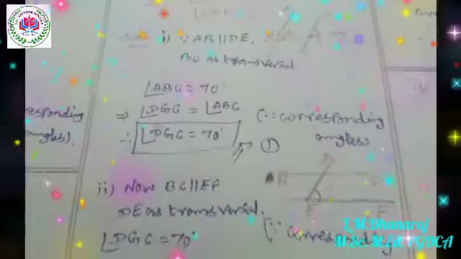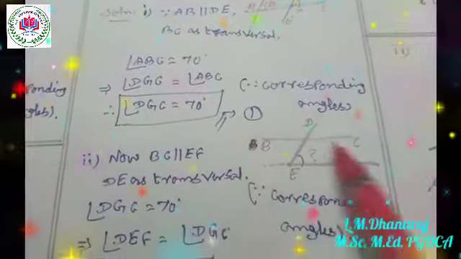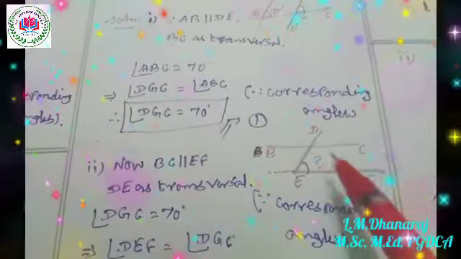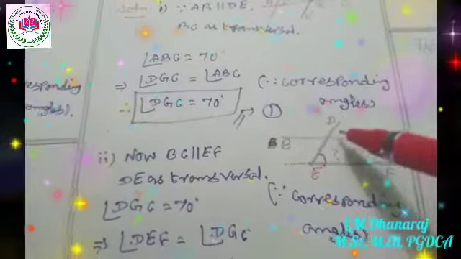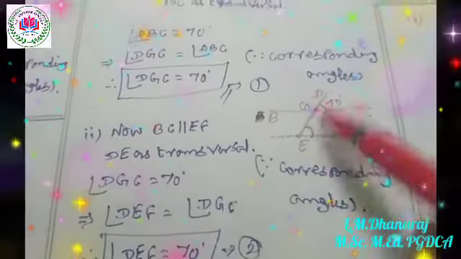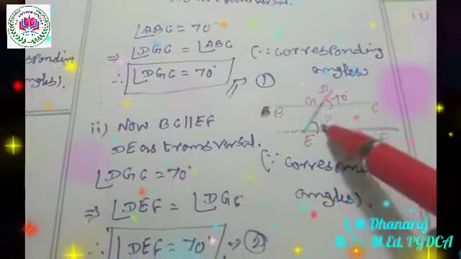Now let us consider BC is parallel to EF. Now DE is the transversal. Now DGC is 70 degree. This point is G and this is 70 degree, means automatically DEF is equal to this angle. Therefore DEF also will be 70 degree.